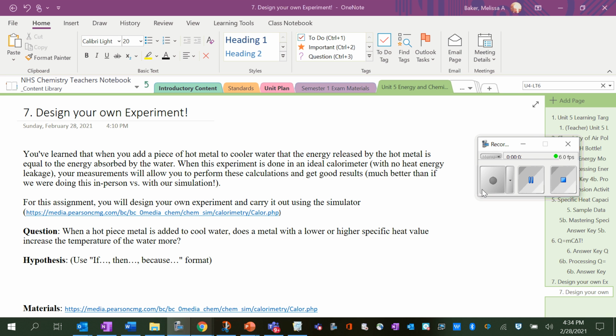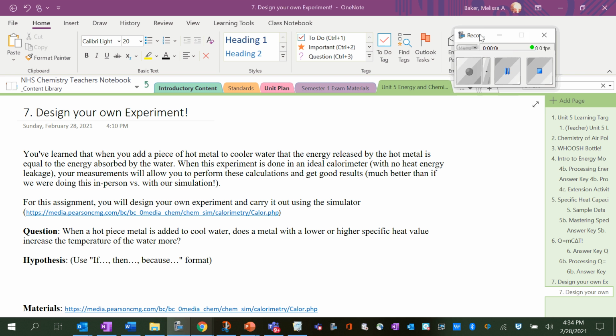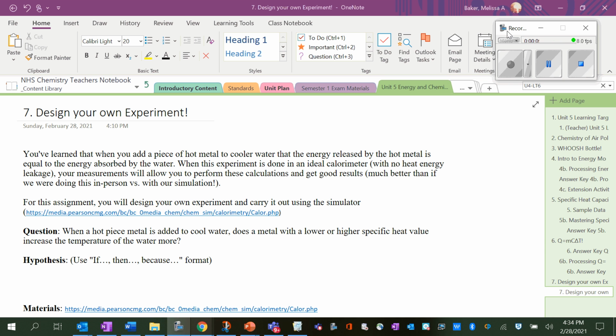All right, let's take a look at designing your own experiment, if you're having some problems or you just are tired and need a little guidance on this. It says, you've learned that when you add a piece of hot metal to cooler water, the energy released by the hot metal is equal to the energy absorbed by the water. When this experiment is done in an ideal calorimeter with no heat energy leakage, your measurements will allow you to perform these calculations and get some pretty good results, much better than if we were doing this in person.